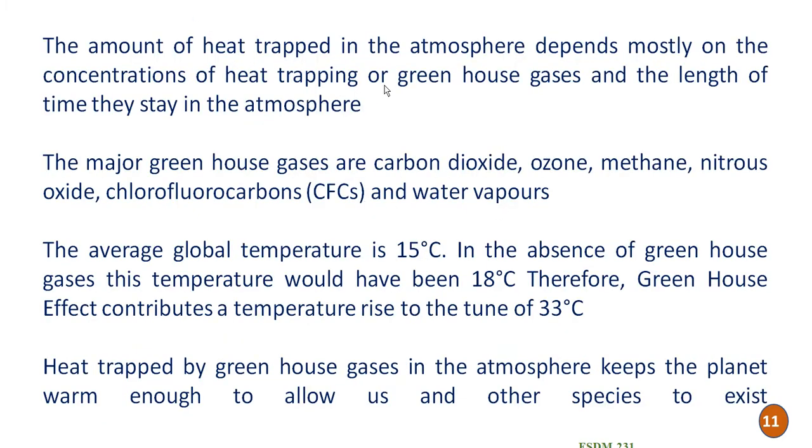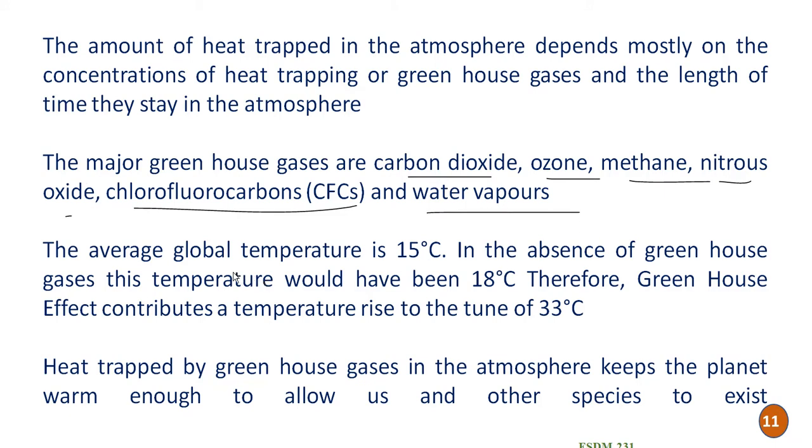The amount of heat trapped in the atmosphere depends mostly upon the concentration of heat trapping or greenhouse gases and the length of time they stay in the atmosphere. So global warming totally depends upon the presence or amount of greenhouse gases present, particularly in the troposphere. The major greenhouse gases are carbon dioxide, ozone, methane, nitrous oxide, CFC, that is chlorofluorocarbon, and water vapors.